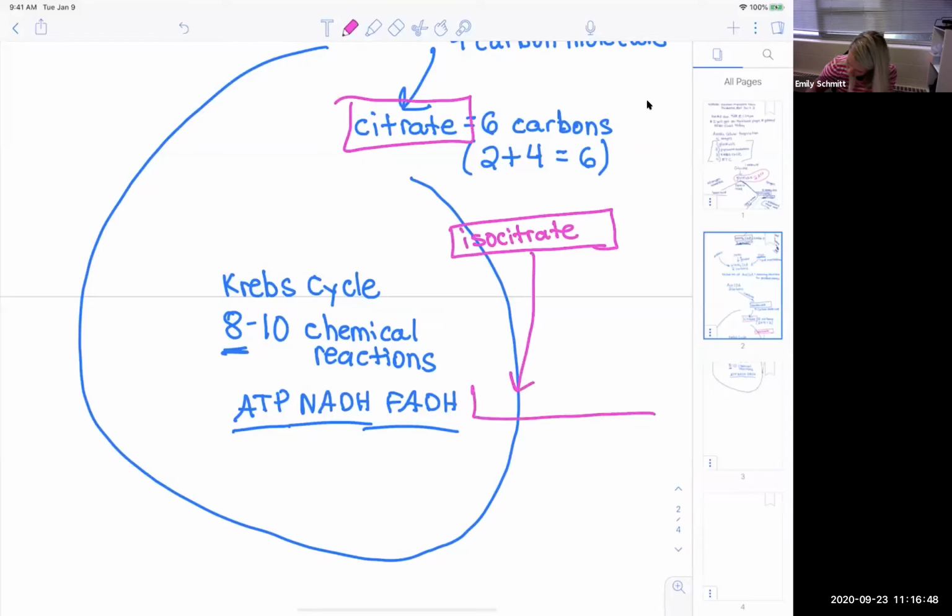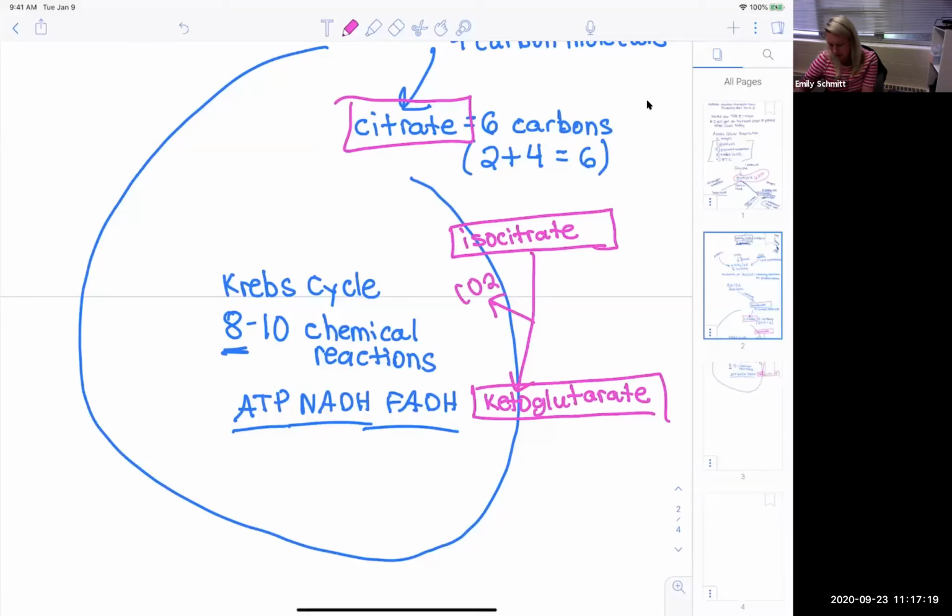After isocitrate, we are going to go to ketoglutarate. Now, during all of these chemical reactions, and we'll write out a few of these, and I'm trying to keep this as simple as possible, but enough for you to understand what's going on. But at this reaction, and I'll go through each reaction, we're going to give off CO2 here.